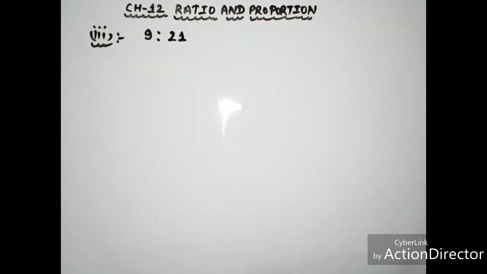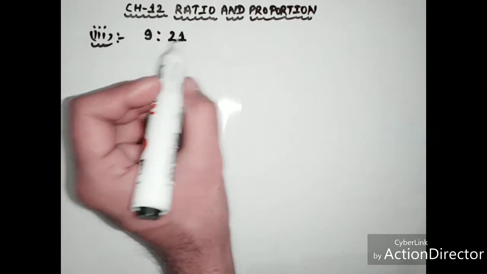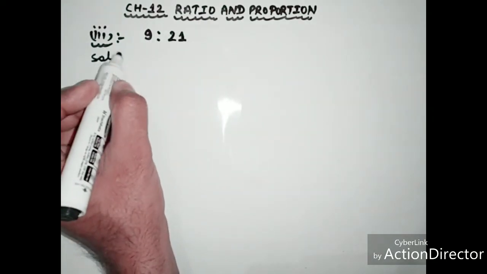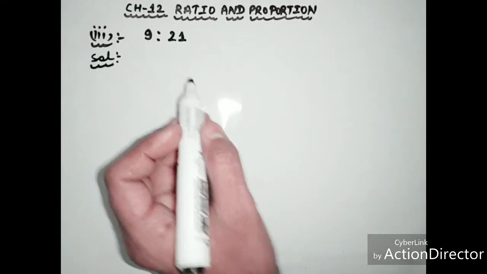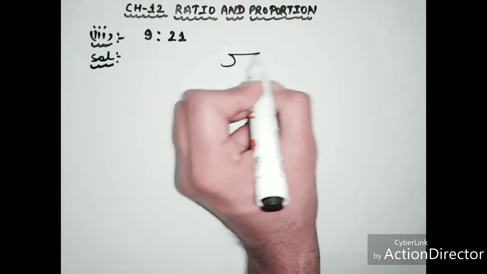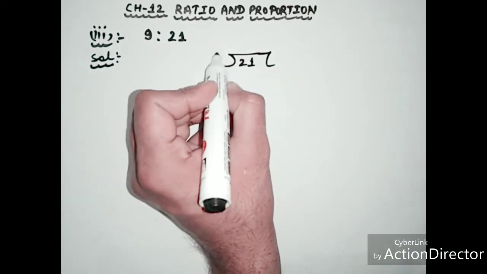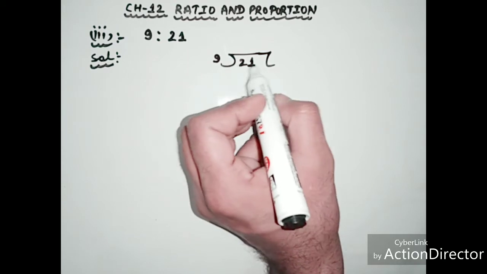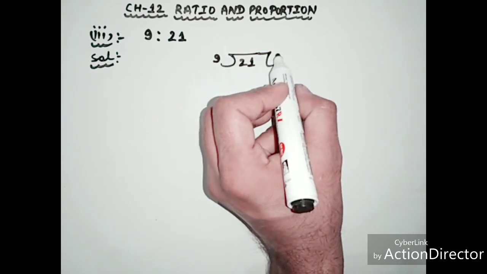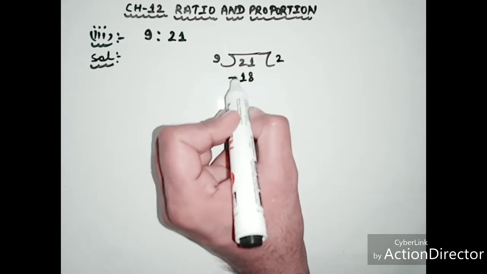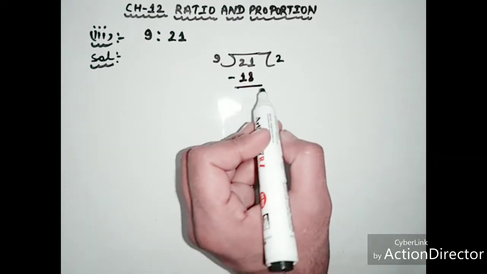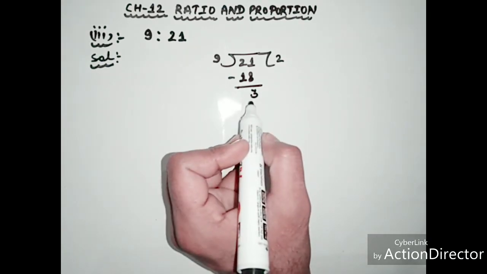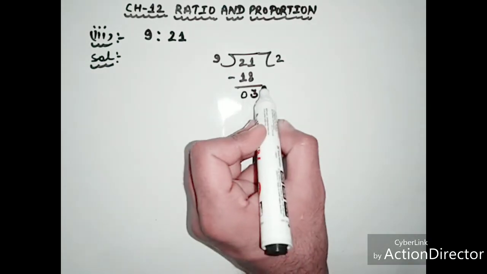Now the next example, 9 ratio 21. Here we write 9 ratio 21 in its simplest form. So here first we find the HCF of 9 and 21. So here we divide 21 by 9. 9 ones are 9, 9 2s are 18 and 9 3s are 27. So 9 2s are 18, 2 times. Now 21 minus 18, so here we get 3, then 1 minus 1, 0.